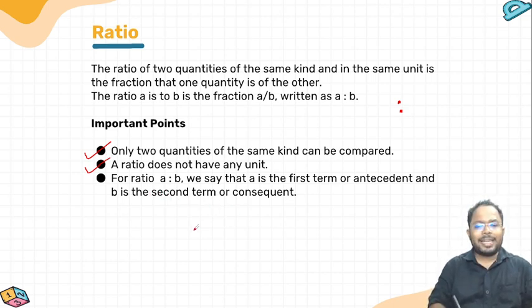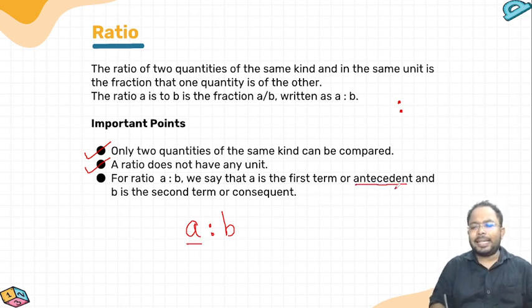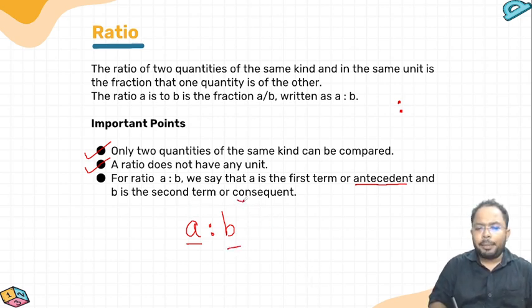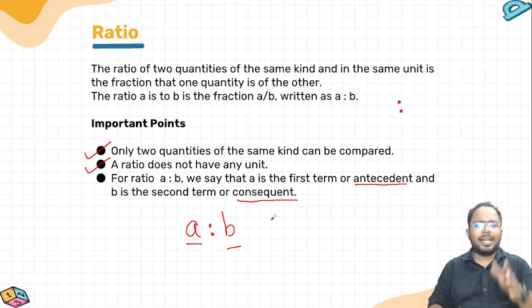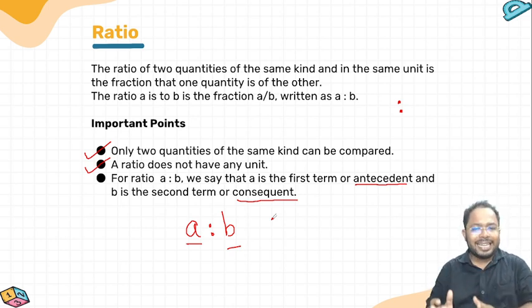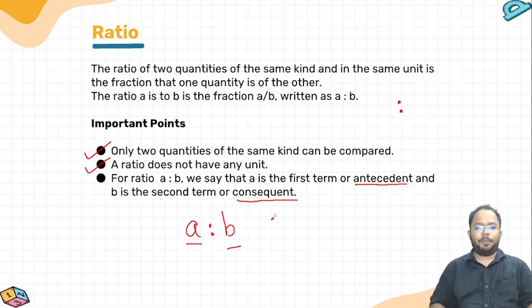And when we say A is to B, let's say we have two numbers A and B in a ratio, we call the first term A the antecedent, and B, the second term, the consequent. First term and second term are the general terms which we generally use. Other than that, we can use the terms antecedent and consequent.